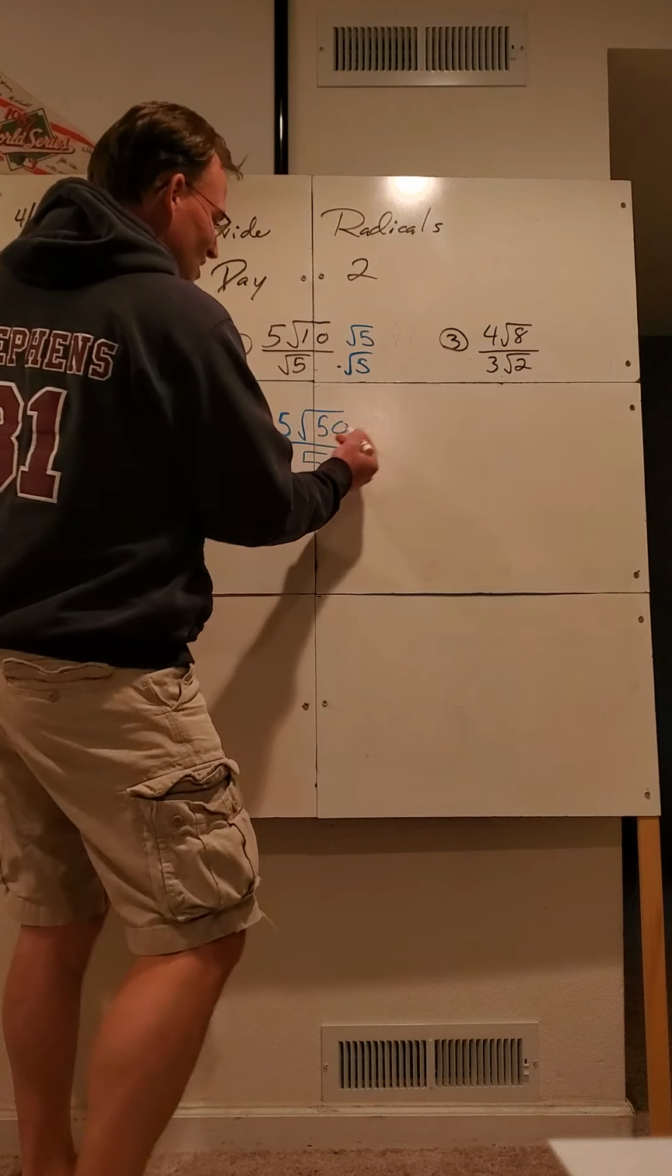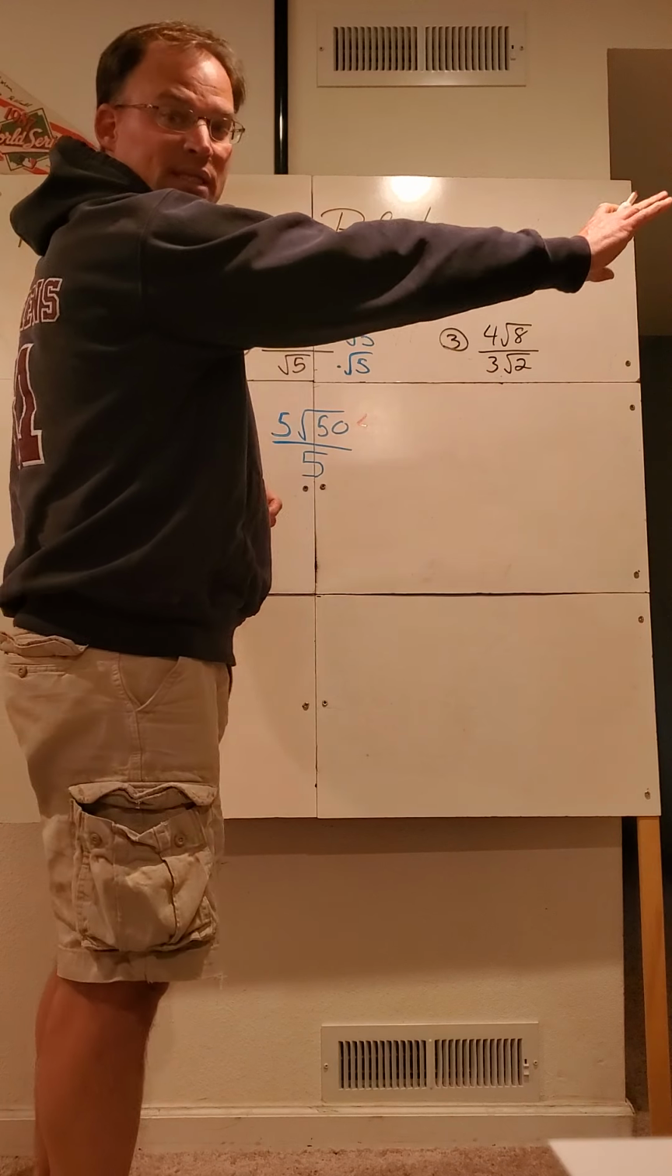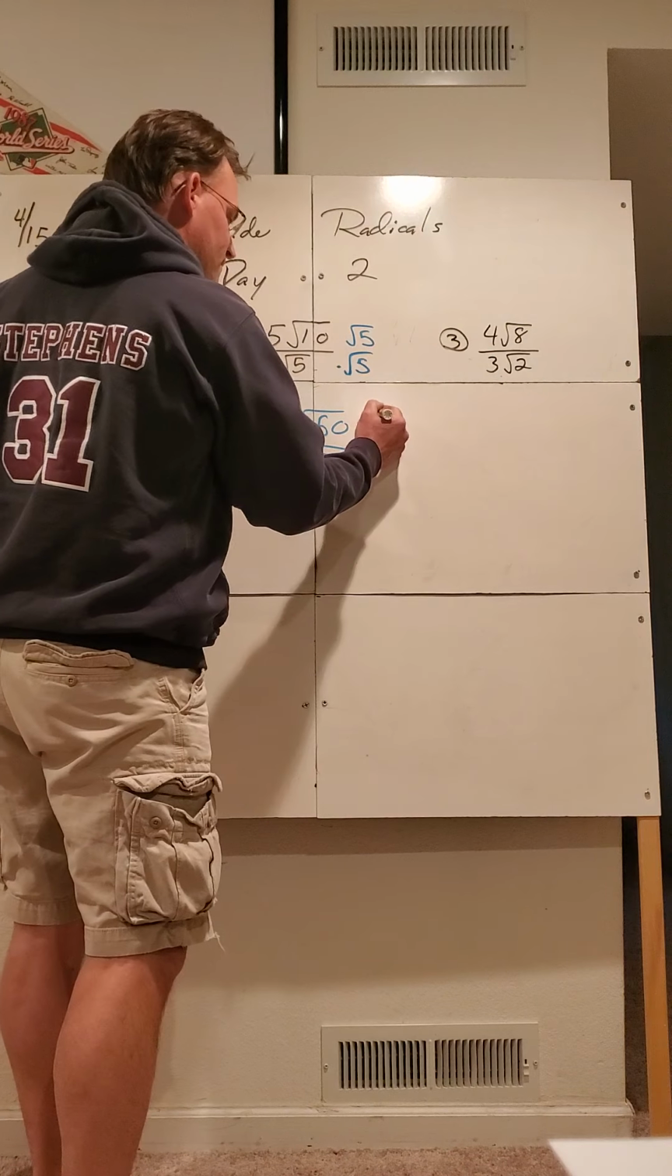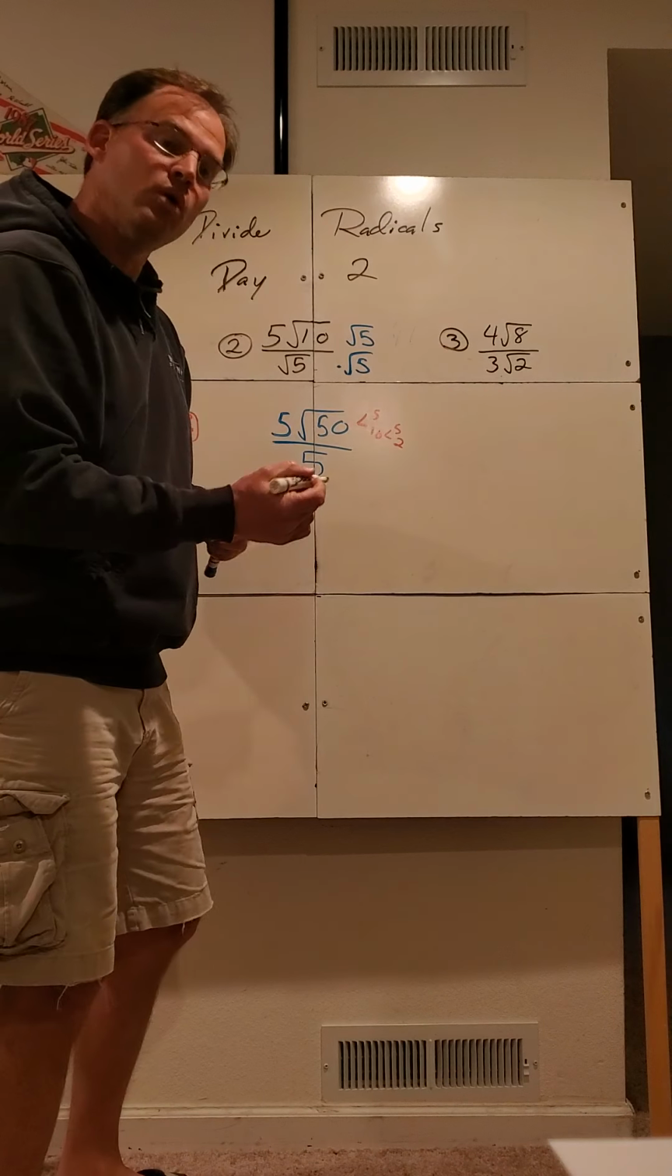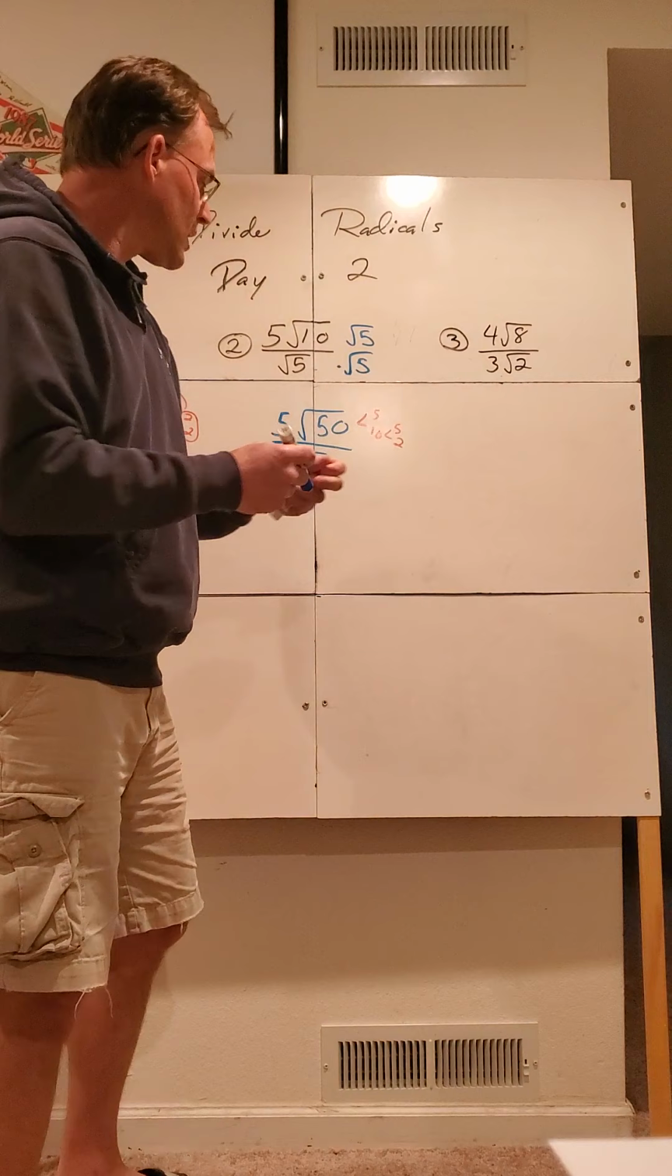Simplify our radicals. Square root of 50. Again, I'm going to work sideways because that's where I've got some room here. I've got 5 times 10. I've got 5 times 2. Pair up those 5s. Take them out.